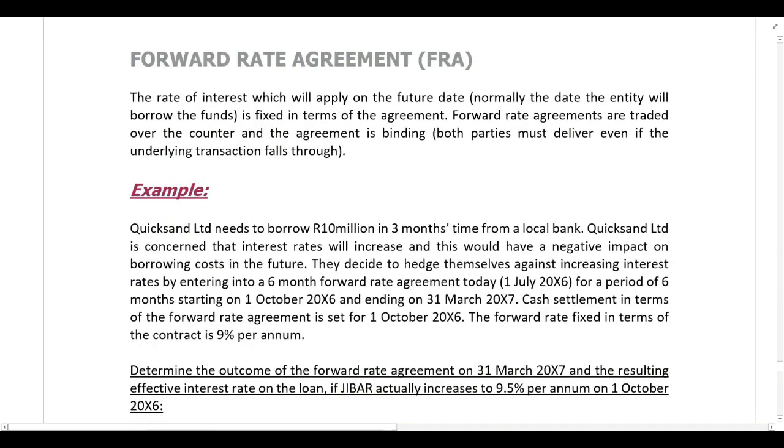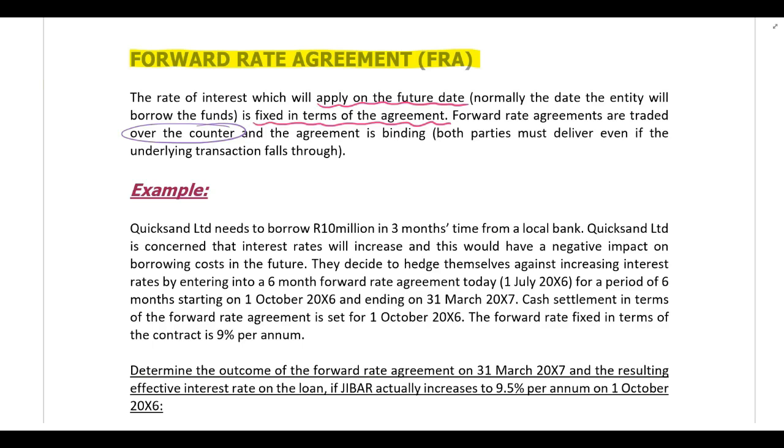First, we are going to look at a forward rate agreement. So what happens with a forward rate agreement is the rate of interest that will apply in the future is fixed in terms of an agreement. And forward rate agreements are traded over the counter, so very similar to FECs. They're not only traded on a formalized exchange, they're traded over the counter, so you can go to your bank and you can enter into a forward rate agreement.